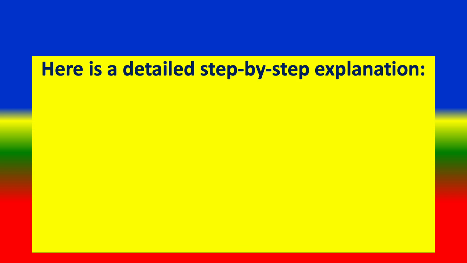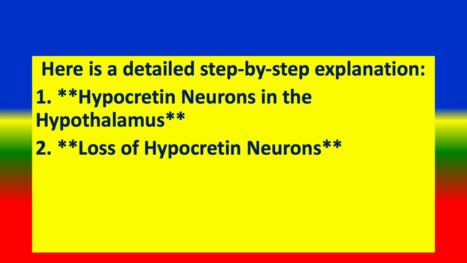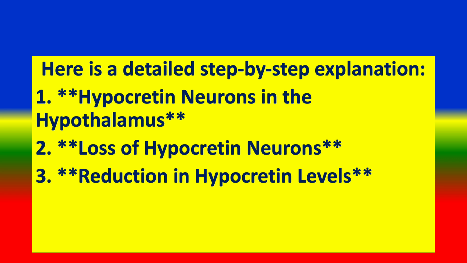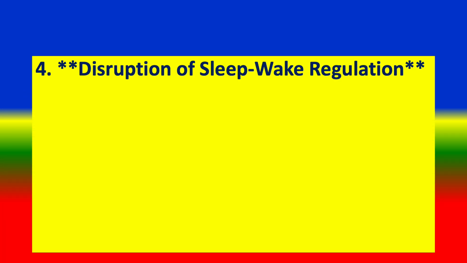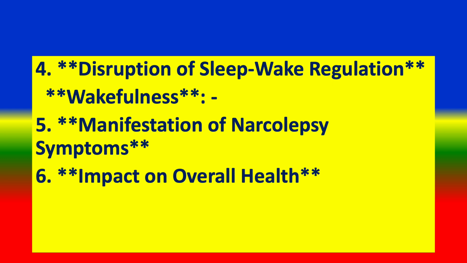Here is a detailed step-by-step explanation. 1. Hypocretin neurons in the hypothalamus. 2. Loss of hypocretin neurons. 3. Reduction in hypocretin levels. 4. Disruption of sleep-wake regulation. 5. Manifestation of narcolepsy symptoms. 6. Impact on overall health.